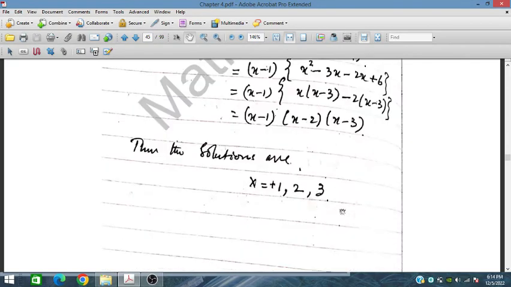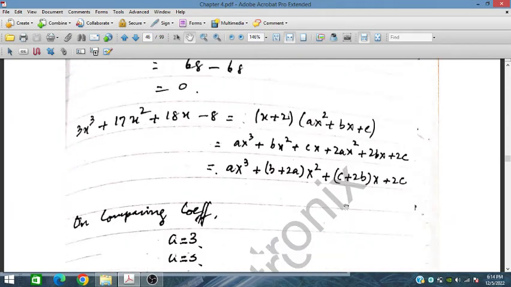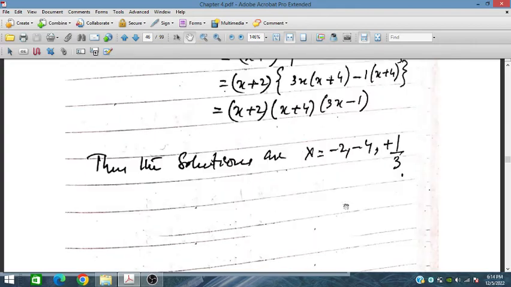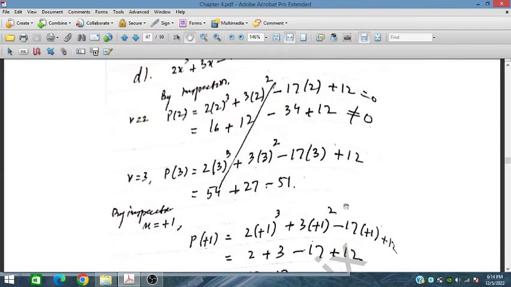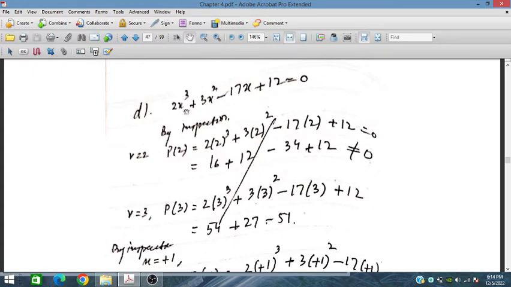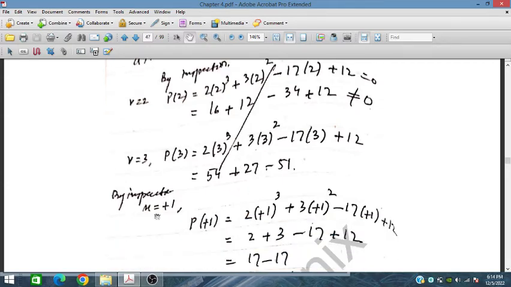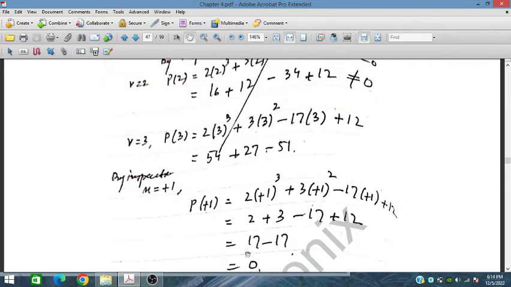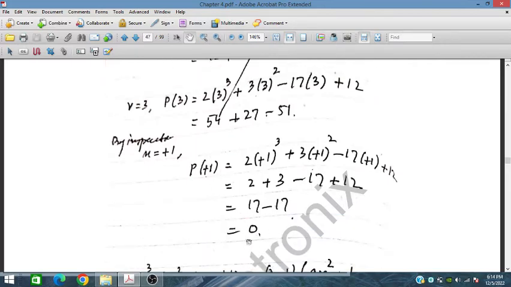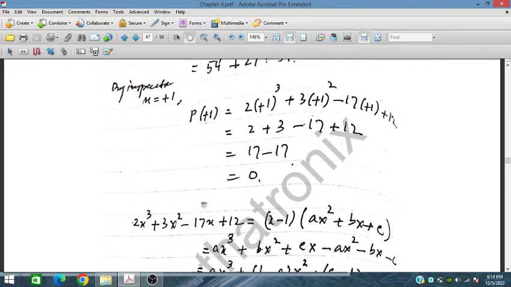Let's solve question D, this part. 2x cube plus 3x square minus 17x plus 12 is equal to 0. So by inspection we place x is equal to plus 1. By placing plus 1 we see that the result is 0. So x is equal to 1 means x minus 1 is one of the factors.